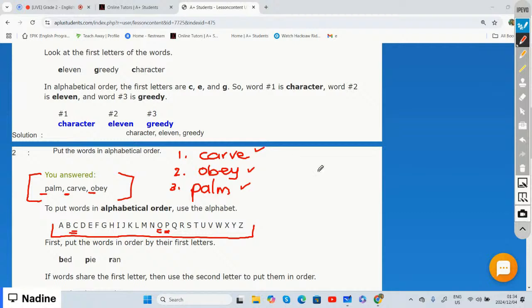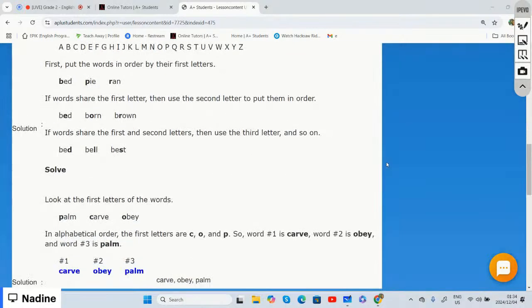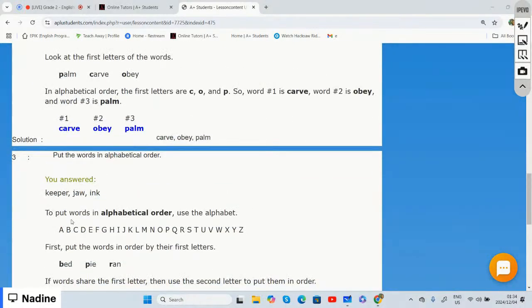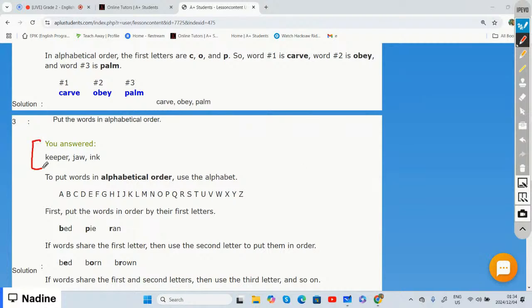All right. So well done. And then we look at the last one, and then we're going to our test. We need to put these words in alphabetical order. We have keeper, we have jaw, and we have ink. Keeper, jaw, and ink.